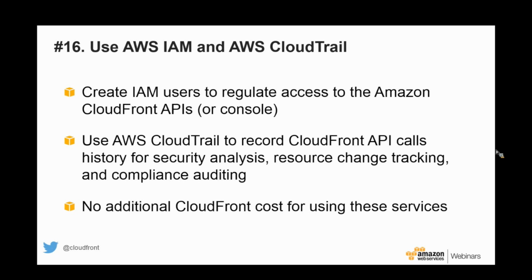A lot of customers really like these services because they can then regulate access to their CloudFront APIs or console. That's what the Identity and Access Management service provides, and you can regulate which users have access to what actions for your CloudFront distributions. And with CloudTrail, you can record and keep a log of all of the CloudFront API calls, and have a history there for security analysis and compliance auditing. So in combination, these two services give you more visibility and more access control to your CloudFront resources.